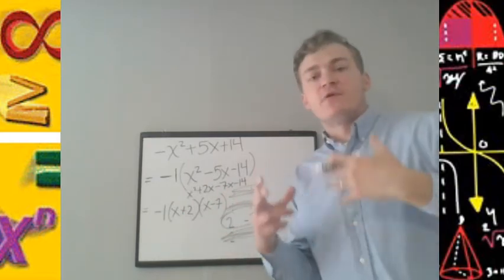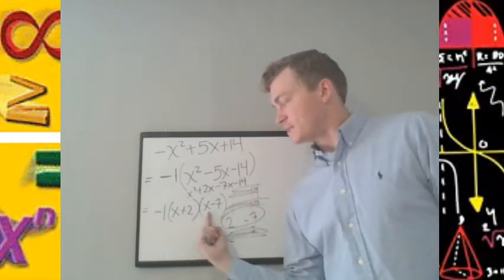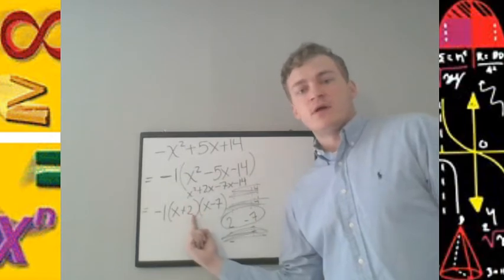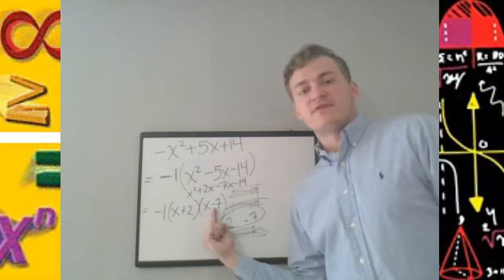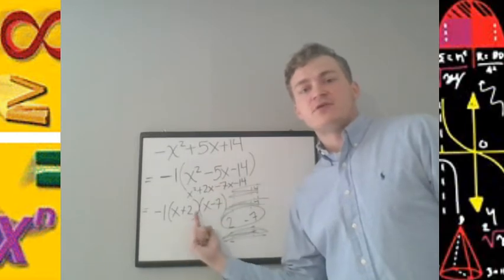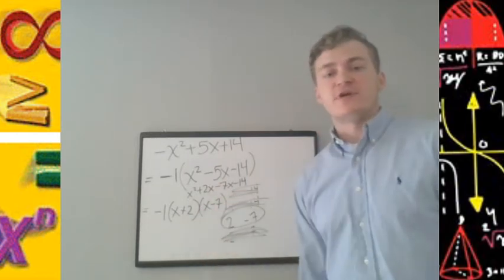Think about reversing the FOIL steps. X times x is x squared. 2 times x is 2x. X times negative 7 is negative 7x. 2 times negative 7 is negative 14.